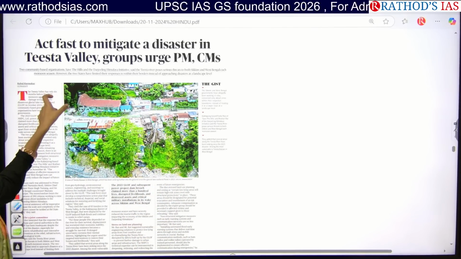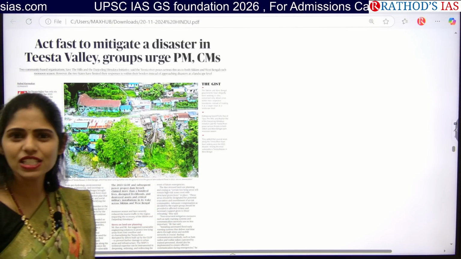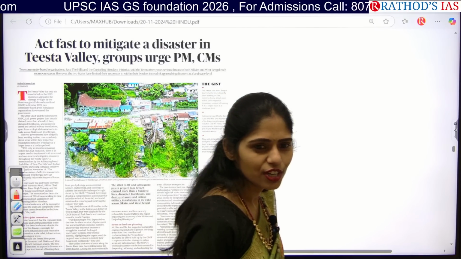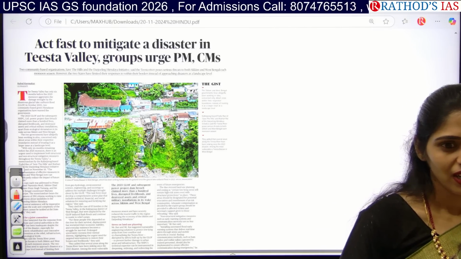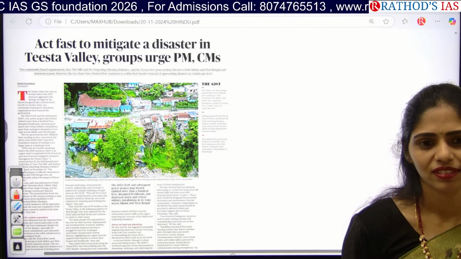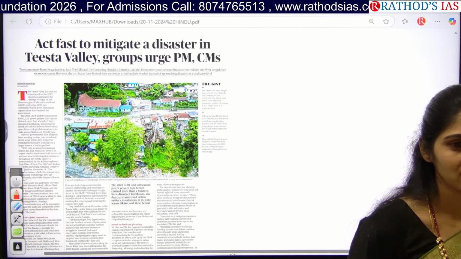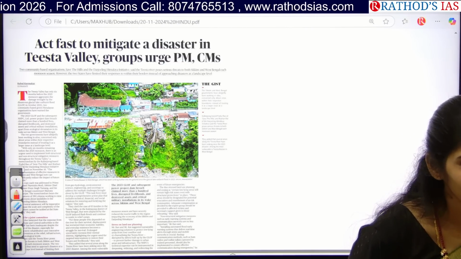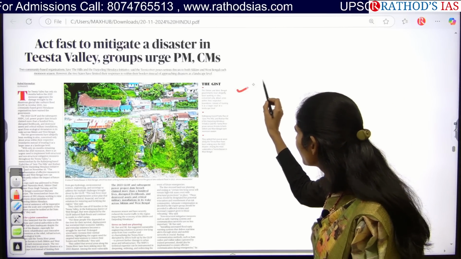regarding saving this Teesta valley. Actually, the problem with this Teesta is that it changes the course of the river. So what is the course of the river? The changing of course of the river. What is that? Direction. Okay, the change in direction. So because of this, what happened?